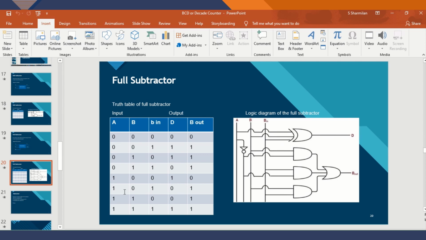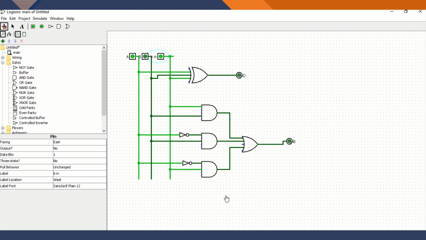Now I am going to check the seventh condition. A equal 1, B equal 1, B in equal 0. Here see, my output D equals 0 and B also 0.